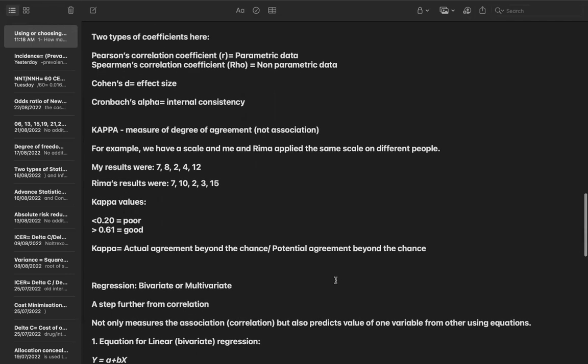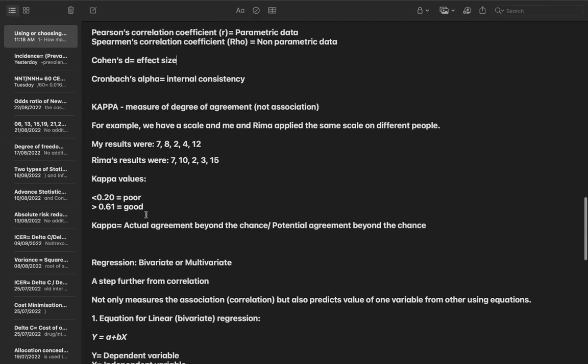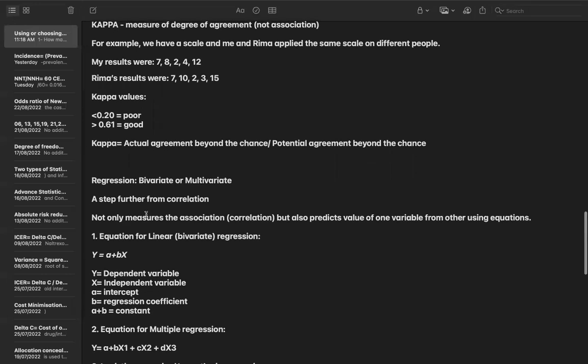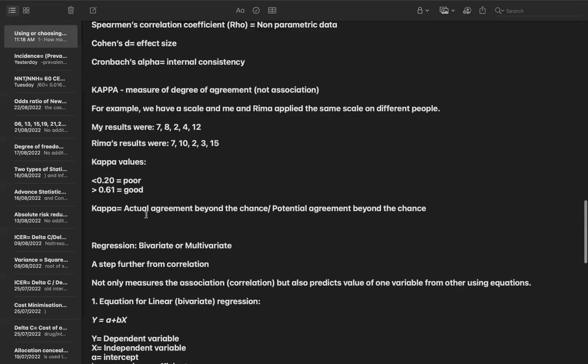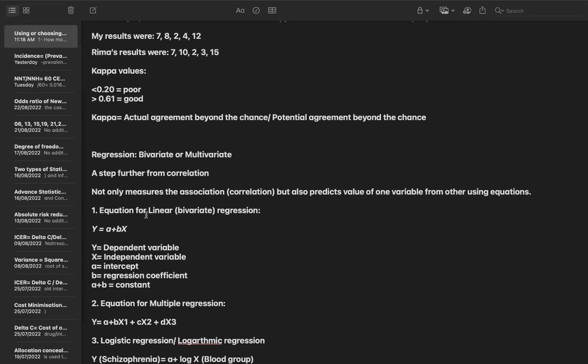What are the values of kappa? The value of kappa greater than 1 is good. More precisely, if less than 0.20, it would be poor, and greater than 0.61 is considered as good. I got these values from the book. Okay, so we are done with the correlation, and now let's move on to regression.